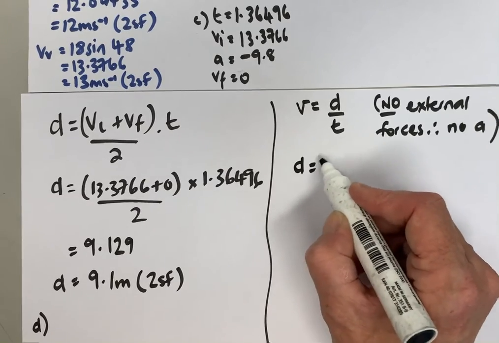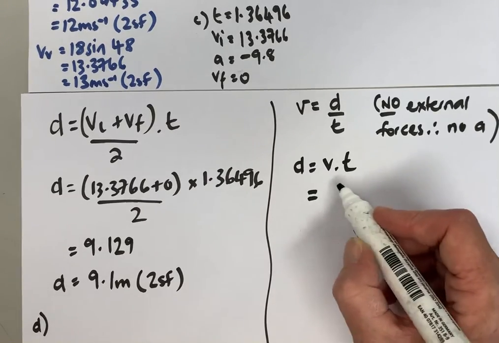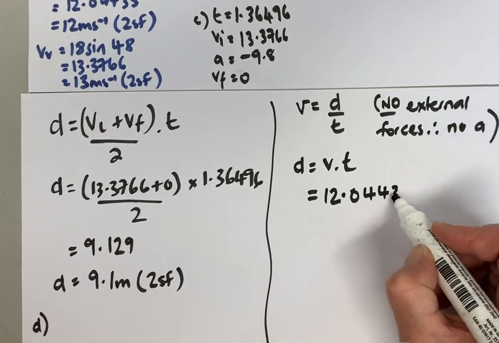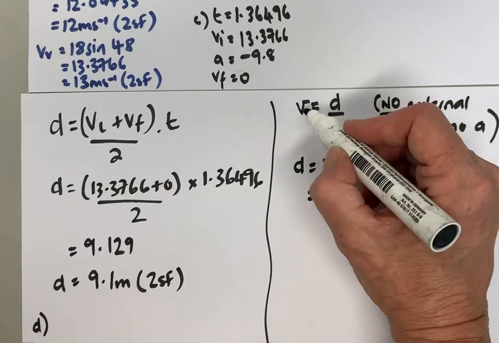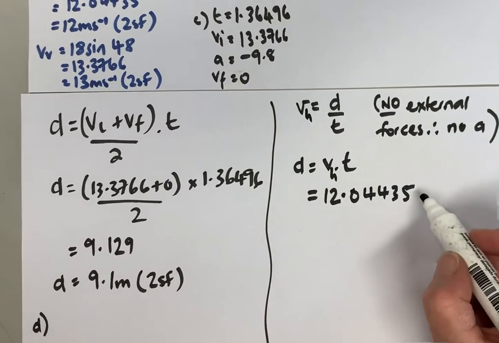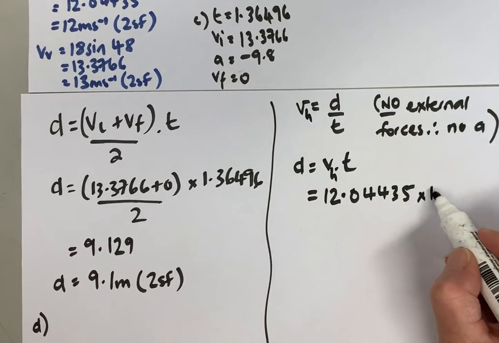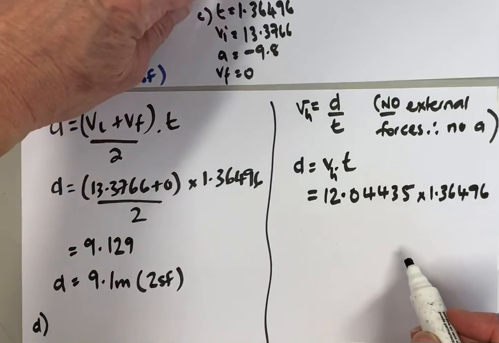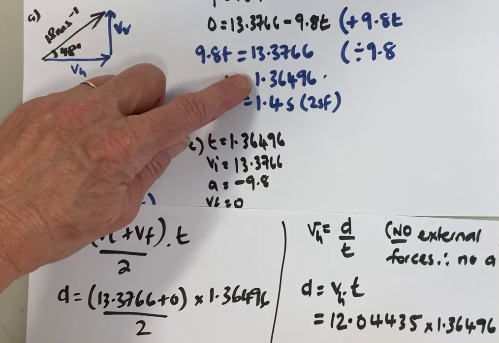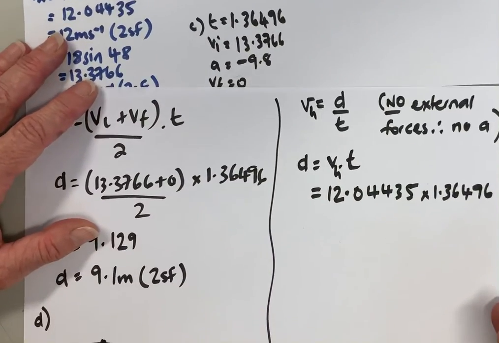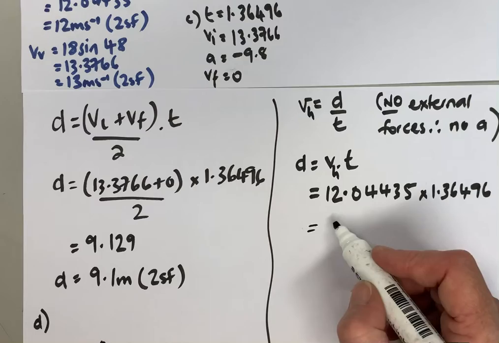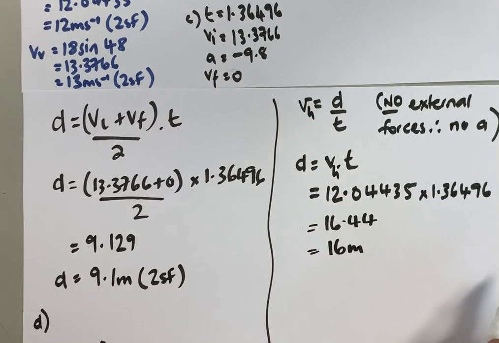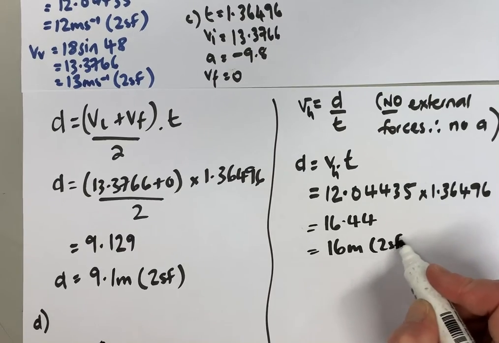So the distance is going to be the velocity times time, which is the horizontal velocity, 12.04435, multiplied by 1.36496, which is the time it takes from our answer back here to get to the highest point. And that becomes 16.44, or 16 metres to 2 significant figures.